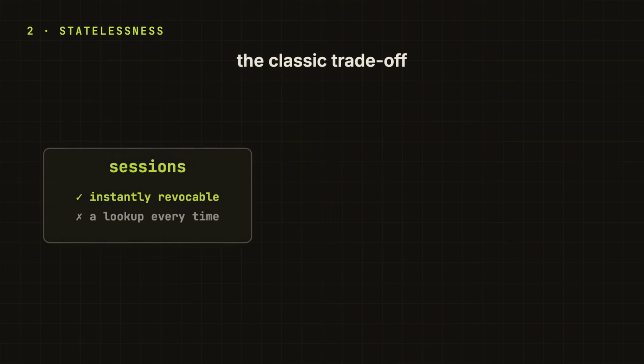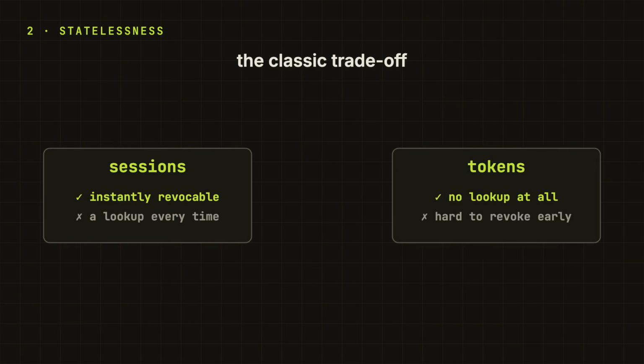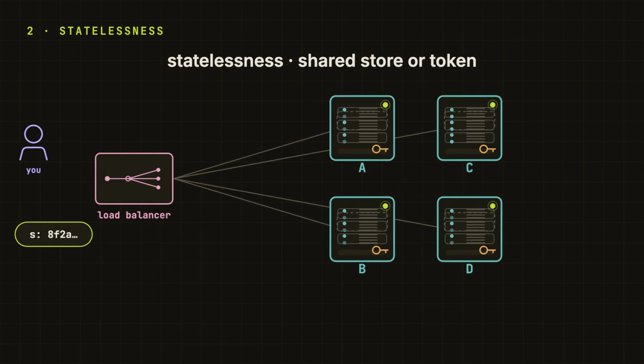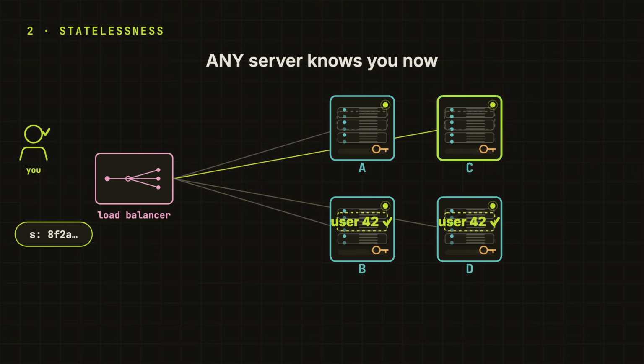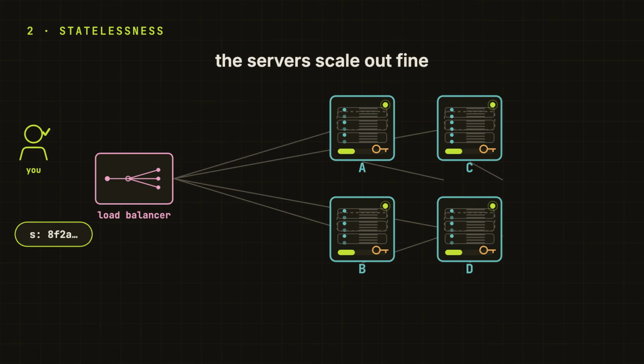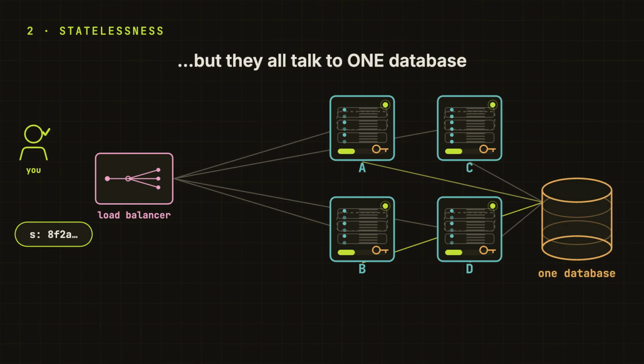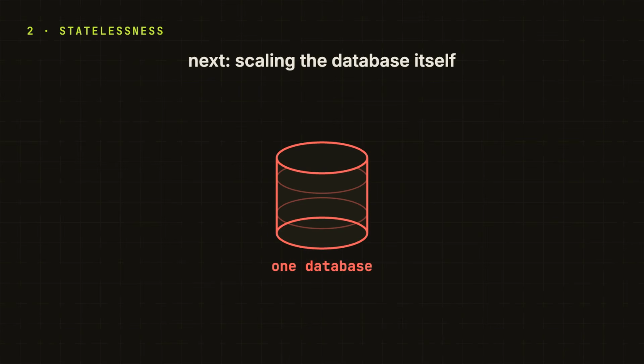Sessions versus tokens, lookup but revocable versus no lookup but hard to revoke. This is the classic trade off between the two. So in our store, statelessness plus a shared session store or a JWT is what lets any of our many servers recognize you, no matter which one you land on. Now, we have scaled our servers out nicely, but all of those servers are still talking to one database, and that is now the bottleneck. So the next few concepts are all about scaling the database itself, starting with replication.